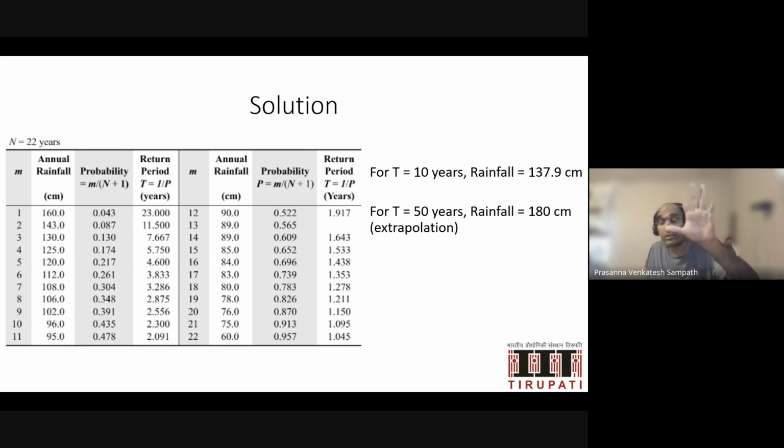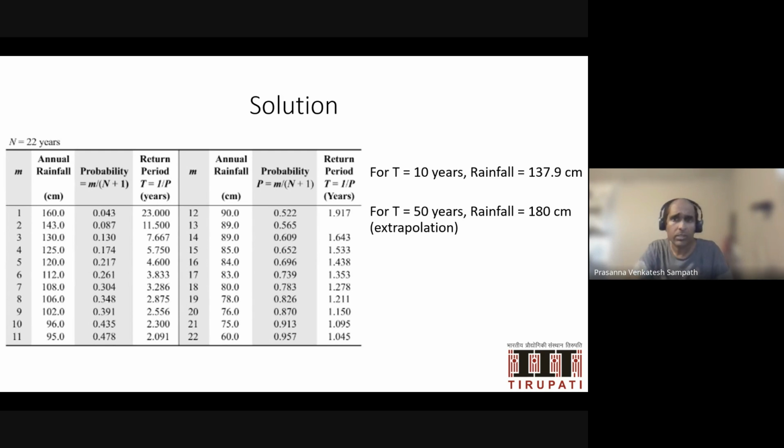Then it asked for a more dangerous thing, which is: what is the rainfall for a return period of 50 years? I only have 22 years of data. How can I get it for 50 years? Well, I have to extrapolate. If I linearly extrapolate beyond 23 years, using the same idea as interpolation, I can also extrapolate. So you just extend the slope towards a return period of 50 years and find out the rainfall for which that happens. So that answers the second part of the question.